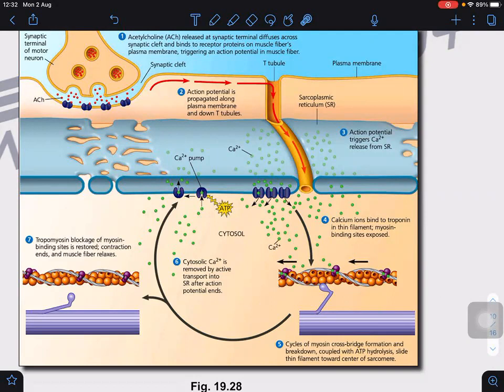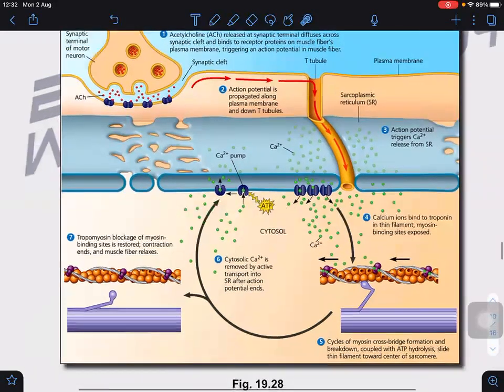Can you see that? So this is very important again, to see that the T tubule is a very, very important structure. It allows the transmission of the action potential from the sarcolemma all the way into the cytoplasm, where it's going to trigger the release of the calcium ion later. We're going to learn this in detail.